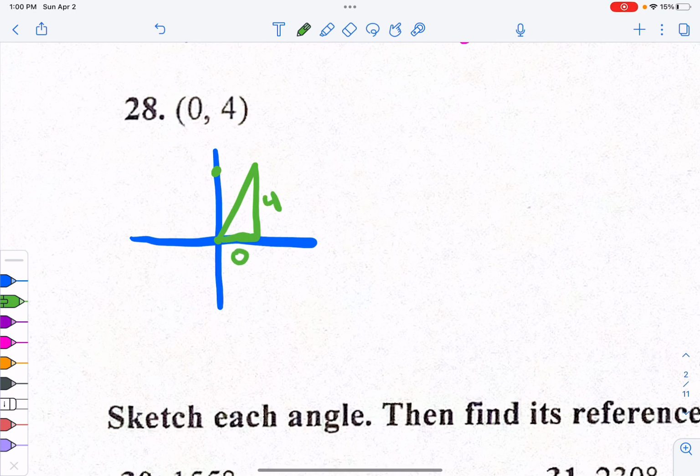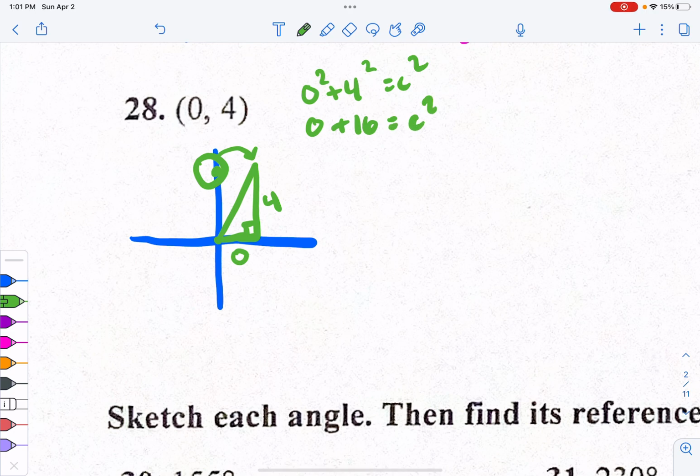Like gone 0 over 4 up, even though 0, 4 should technically be over here. I'm going to slide him over to the side, but I'm just going to label that side as 0, right? So if I do that, then I have my a squared, b squared, c squared. I can say 0 squared plus 4 squared equals c squared. That's 0 plus 16. And I can take the square root of 16, which is 4 again, right? And so this hypotenuse side would be 4.